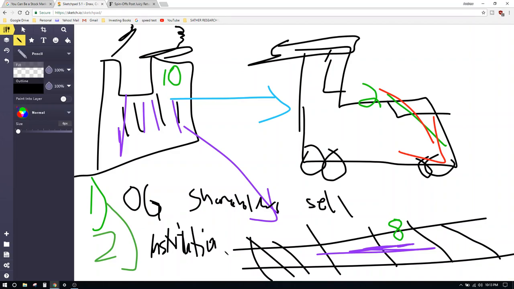Institutional. There we go. Yeah, it looks better than my regular handwriting. Cool. Institutional sell also.